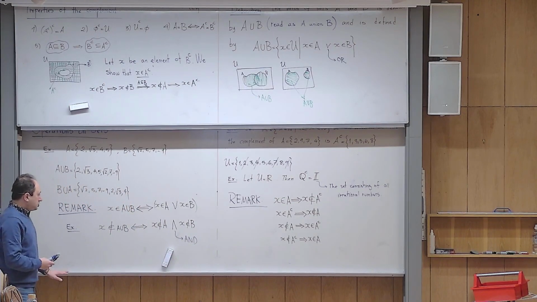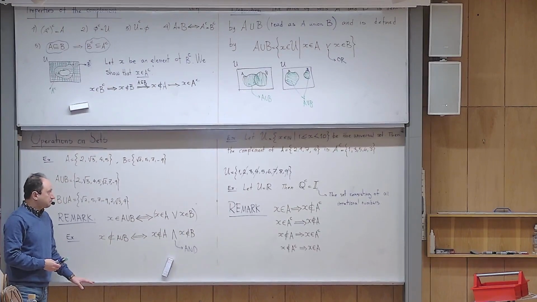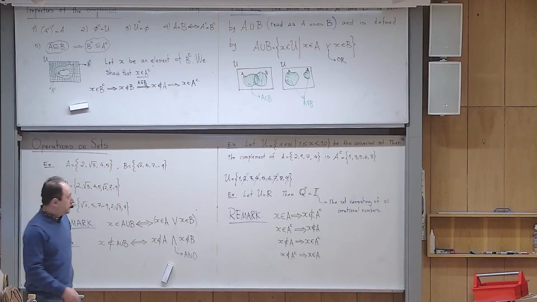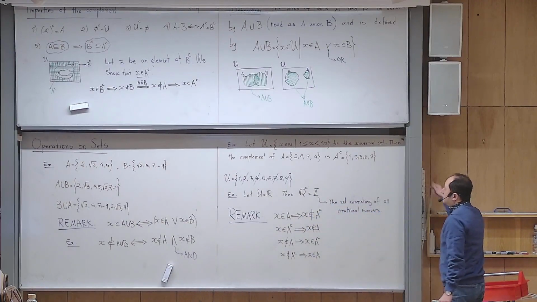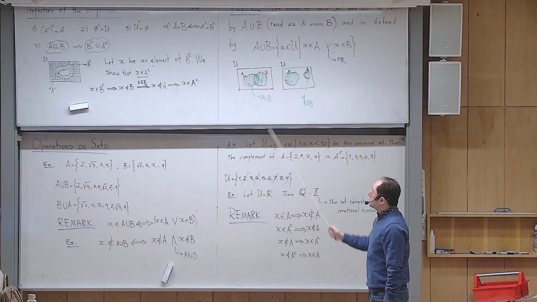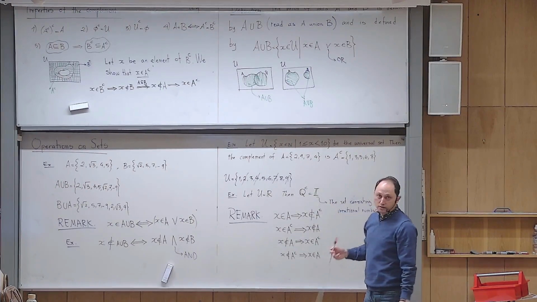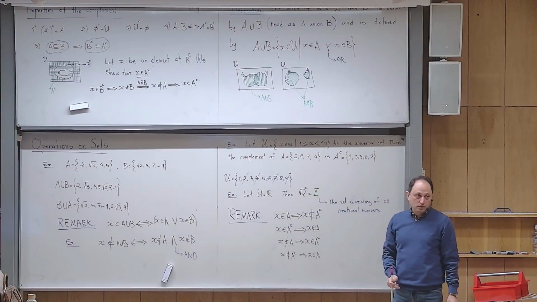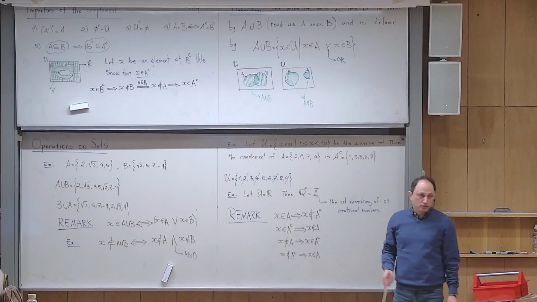Why is that? Because when you say that X is not in A union B, it means that, where is it? Let us check this picture. Forget about this one now, let us concentrate here. When I say X does not belong to A union B, it means that X is not in the green region. If it is not in the green region, it is outside the green region.